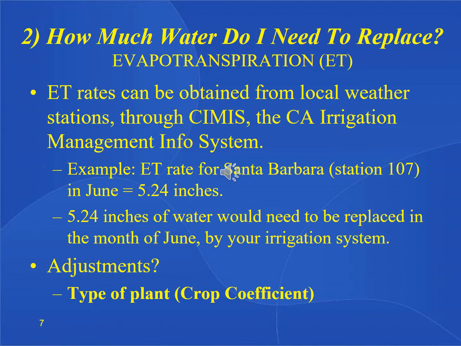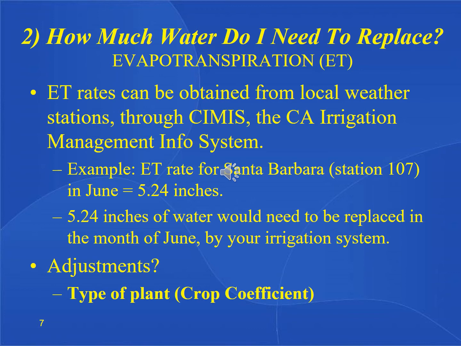So there's a crop coefficient. These terms like crop coefficient, it sounds like we're dealing with agriculture. That's because these terms came out of the field of agriculture from farmers. But what it's saying is the ET rate needs to be adjusted for the type of plant that you're growing. So even though the ET rate for Santa Barbara in June is 5.24 inches, that's just the standard, and it has to be adjusted for the type of plant.